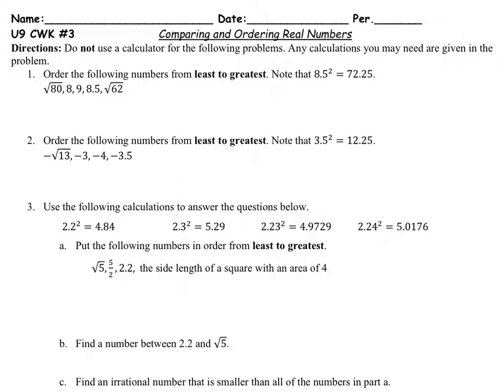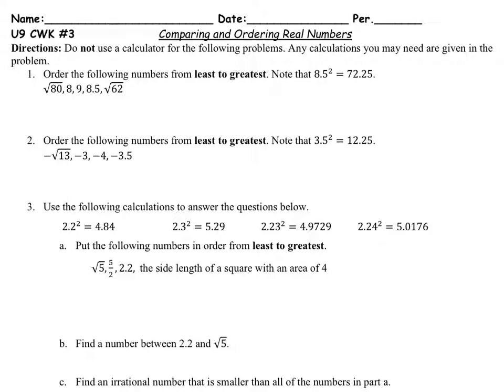Today we're going over comparing and ordering real numbers, specifically rational numbers, or irrationals as well. That will be our objective today, and that is what we need to be able to do by the end of class. By comparing and ordering, sometimes we're just ordering them from least to greatest. Sometimes we put a greater-than or less-than sign in between, and we say that one is greater than the other. Do not use a calculator for these problems.